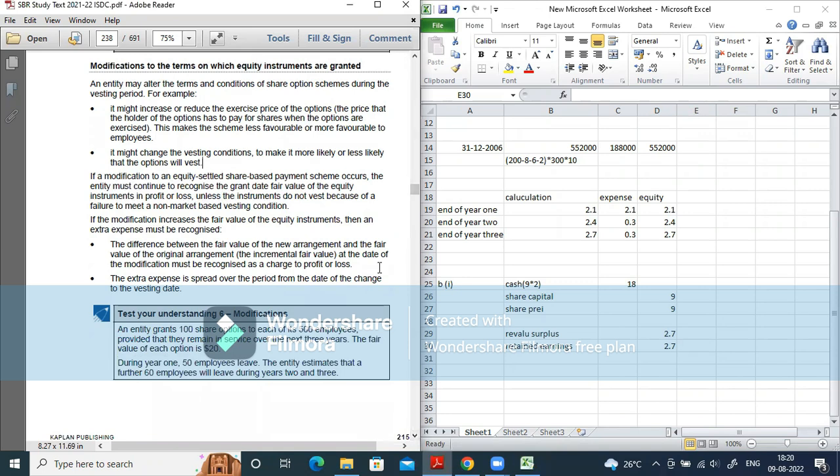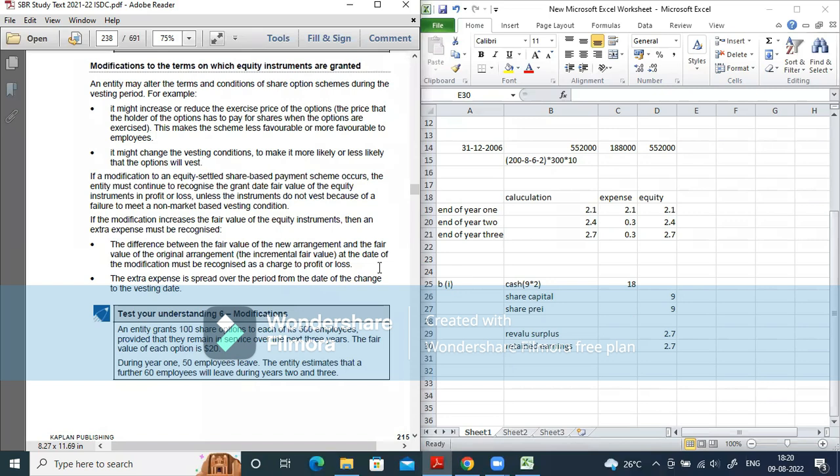Now, if there are any planned modifications to the terms on which equity share instruments are granted. Here an entity may alter the terms and conditions of a share option scheme during the vesting period. Suppose it might increase or reduce the exercise price of the option, so the price that the holder of the options has to pay for shares when the options are exercised. Now this makes it less favorable or more favorable to the employees. It might also change the vesting conditions to make it more likely or less likely that the option is vested. In simple terms, there might be a possibility that these conditions of the share options might change.